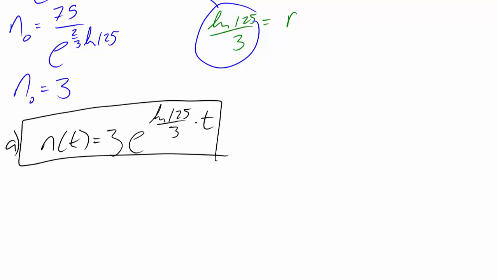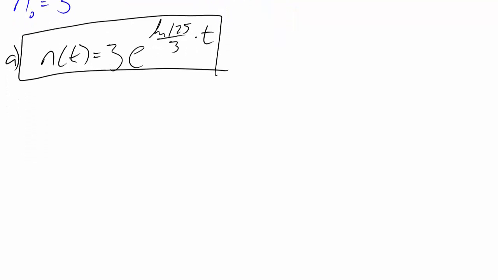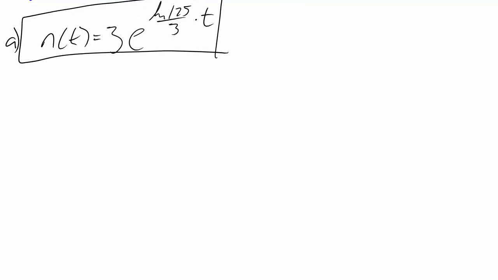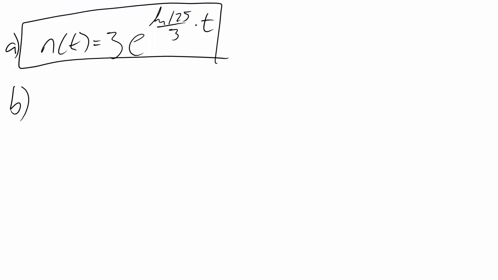So having gone through all of that to get our answer for part A, part B wants us to find out how many bacteria will be present after 10 hours. So this actually isn't so bad. Now we just have our n of 10, meaning we plug a 10 in for t. So we have 3 times e to the natural log 125 over 3 times 10. Nothing actually to solve for here other than just finding our value for n.